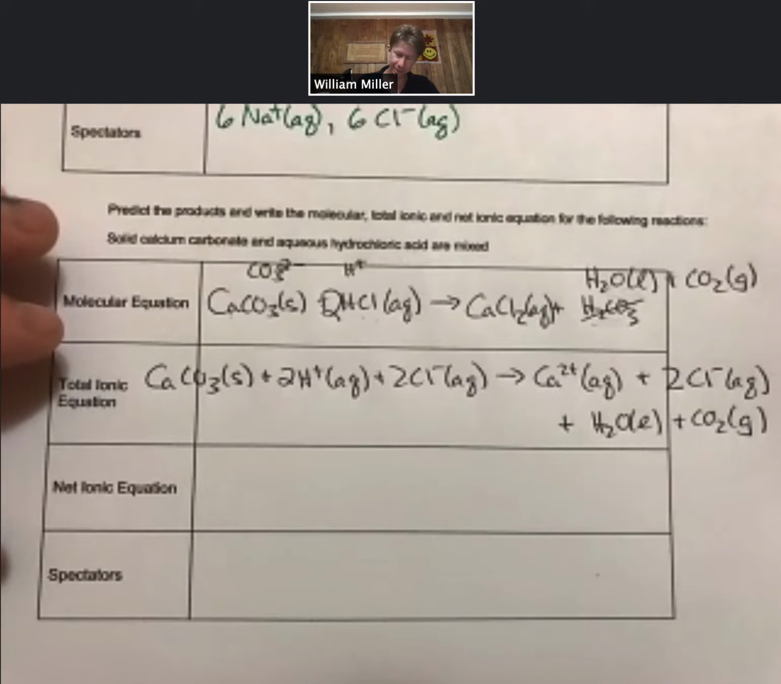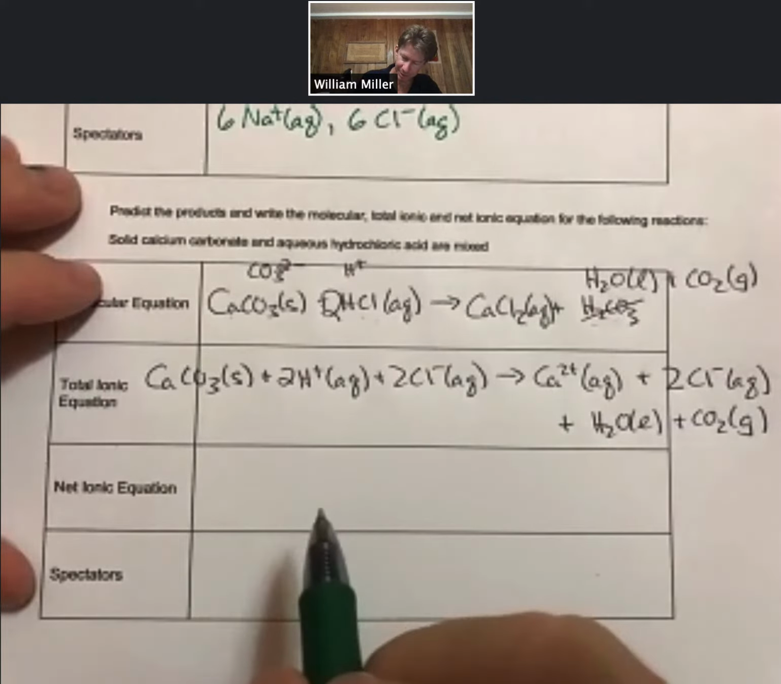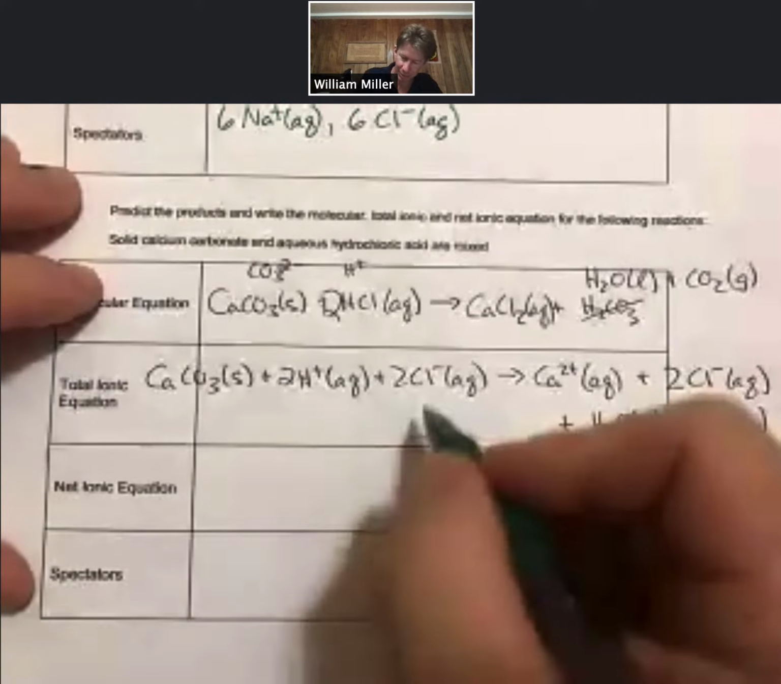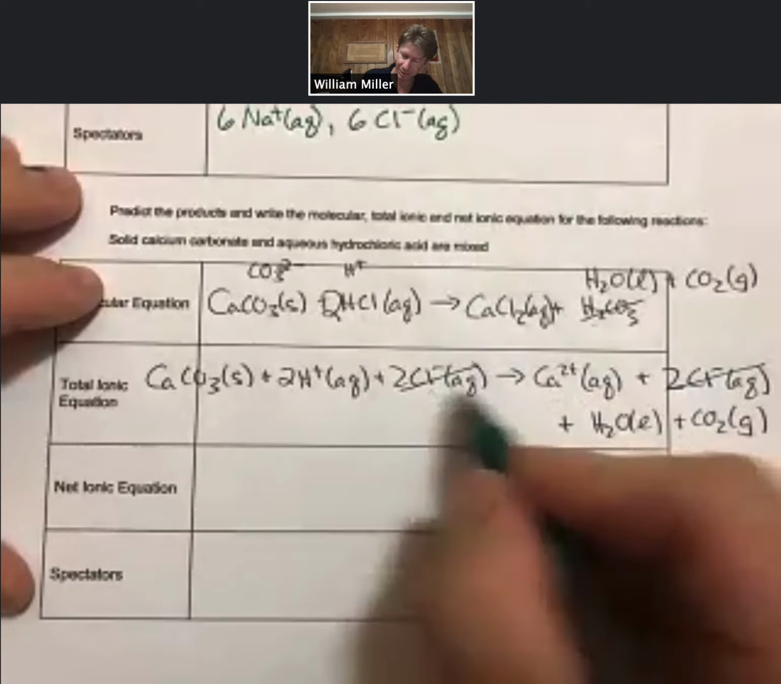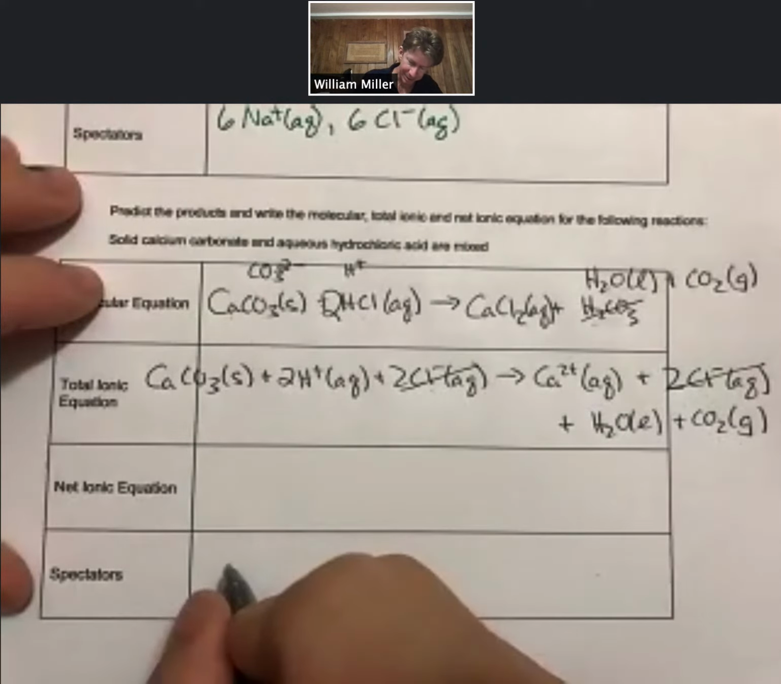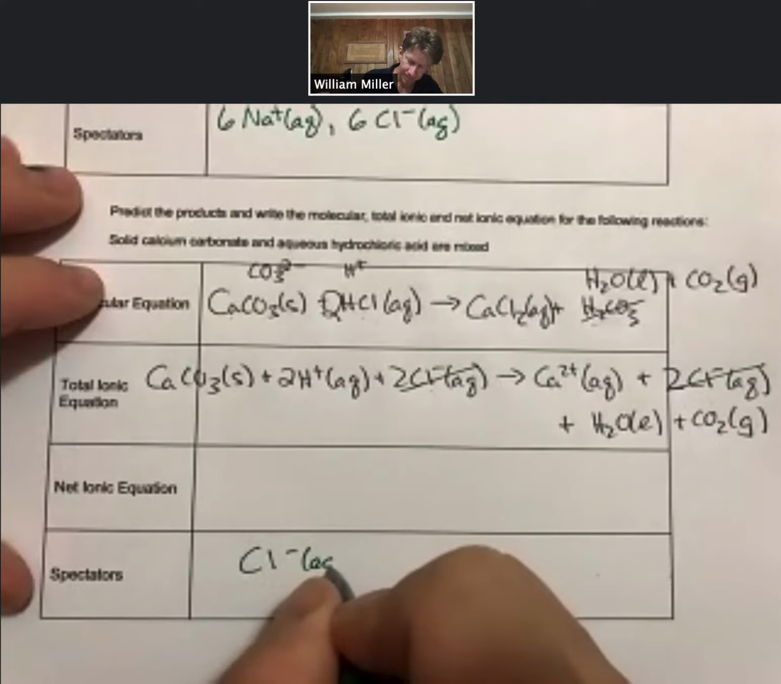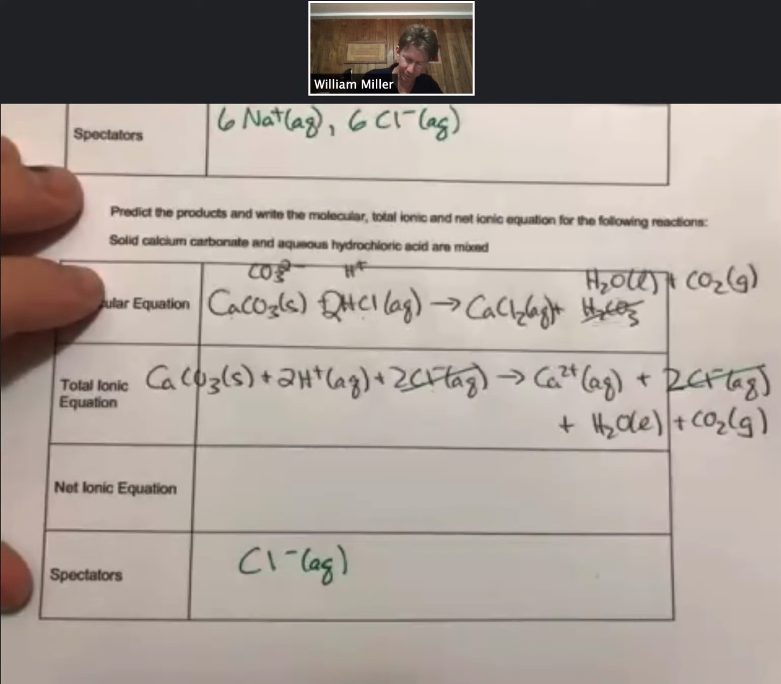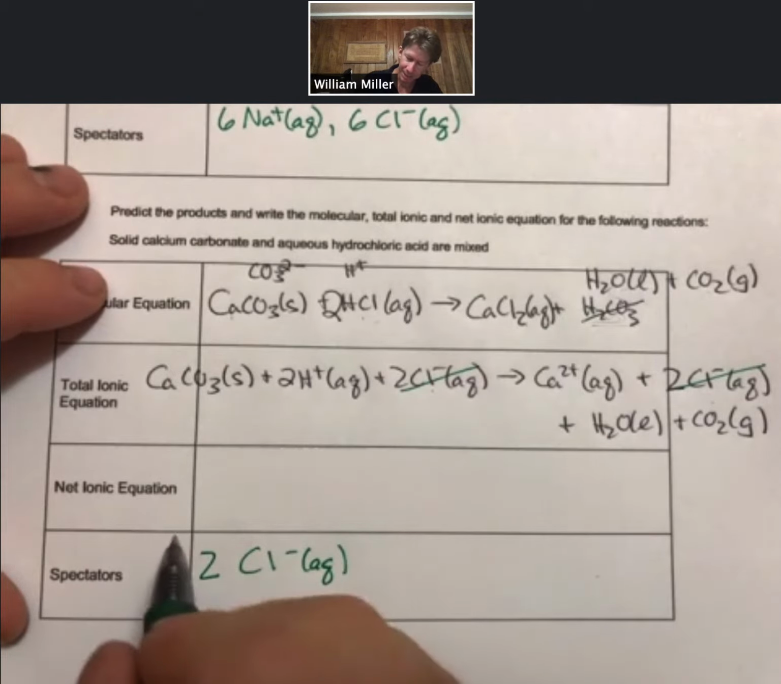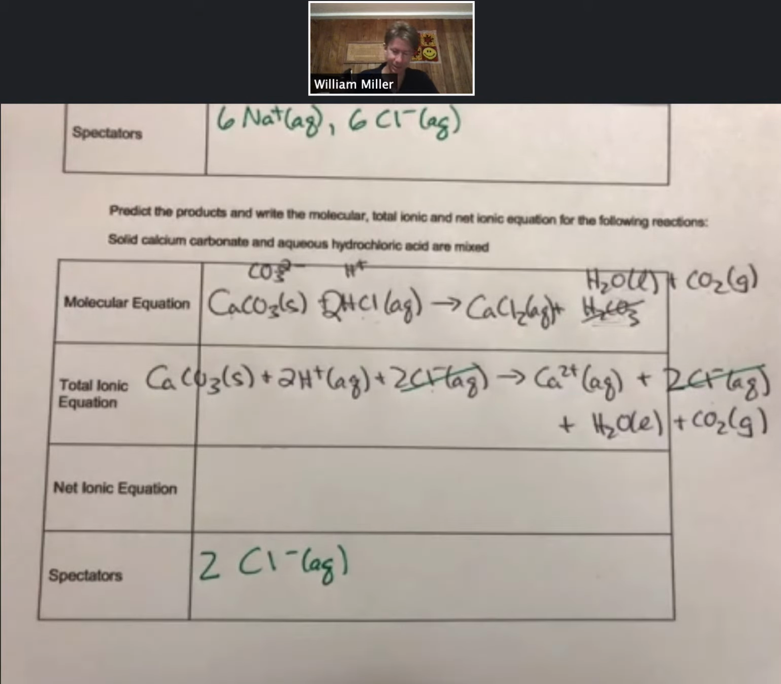Now, like before, we can cross out our spectator ions. I only see one thing that is identical on each side. That's going to be our chloride ion, which we can list as chloride ion or 2 chloride ion. Either way is fine. And then write what's left. And so not much cancels out.